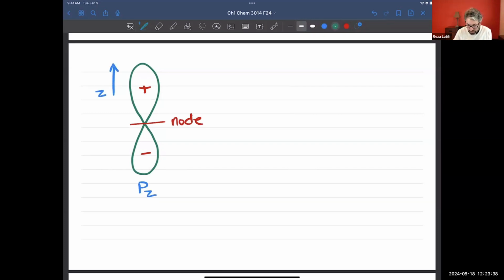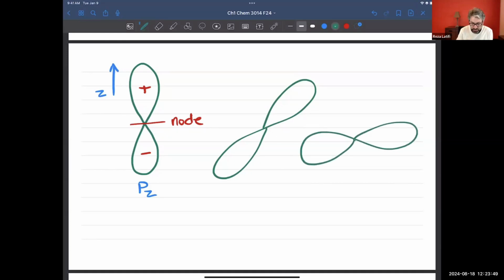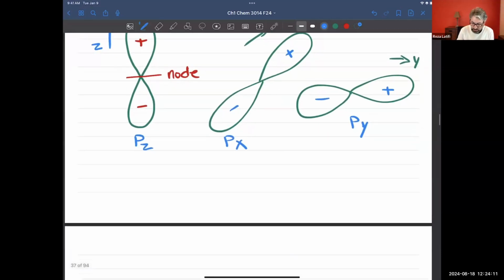If it's aligned with, say, y, if this one is x and that one is y, I'm going to say this is px, and this one will be py. It doesn't matter really where you put x and y, but overall we have 3 p orbitals, and because we have 3 p orbitals, whenever we're talking about electron configuration, we show the p orbital by 3 boxes.